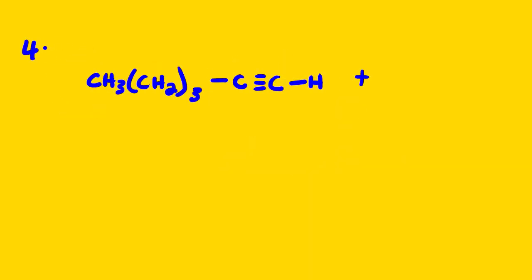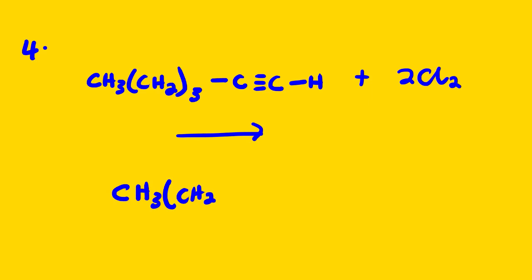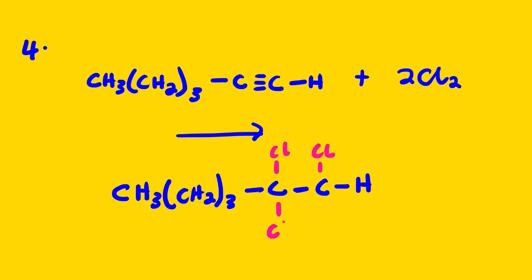Suppose we have this, we react it with 2Cl2, that is 2 equivalents. Then we are going to have CH3, CH2, 3, then we have our Cl. Our Cl will actually be in this, so we can simply put, the triple bond is no longer there, we put Cl, Cl, Cl, and Cl.